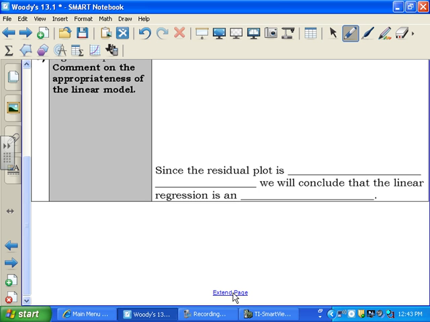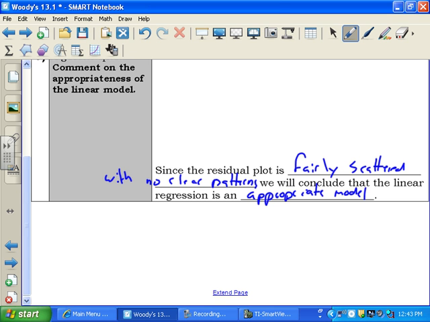Since the residual plot is fairly scattered with no clear patterns, we will conclude that linear regression is an appropriate model, or that it is a good fit. A linear model is best. If we have patterns in the residual plot, what we want to say is a nonlinear model would be better. Appropriate.